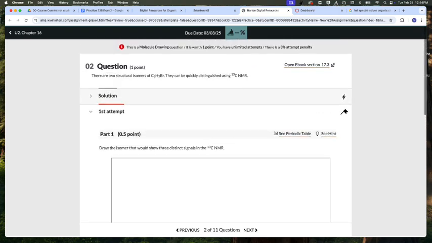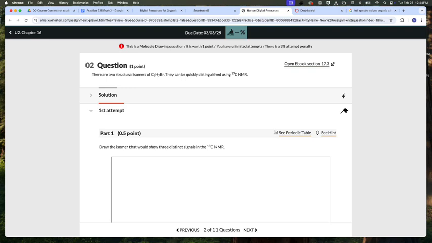Okay? This question is a little bit different. I'll give you that one. Okay? There are two structural isomers of C3H7Br. They can be quickly distinguished using carbon NMR. Okay? So this is a slightly different system because now you have to come up with a way to distinguish them. You're now being asked to think a little bit outside the box. Okay? What you're going to be drawing in here is things that match. I want 3 distinct signals, and I don't know what part 2 is. Maybe it's 2 distinct signals.